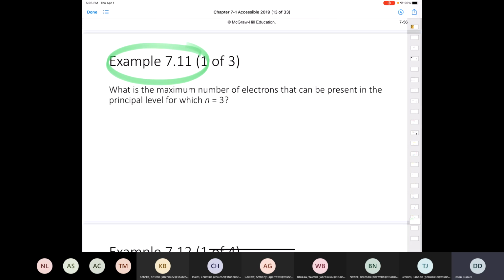So it says, what is the maximum number of electrons that could be present when we have a principal quantum number which is 3? So when we have a principal level for which n is equal to 3, what's the total number of electrons that we could have there?